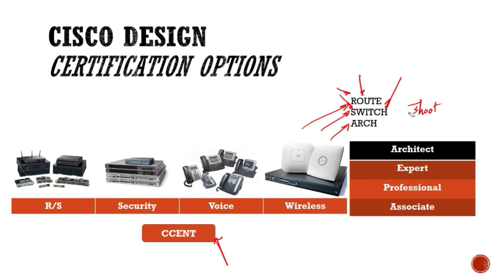Anyway, so the goal is, you should have a CCENT. Our goal is to get you the CCDA. That's an associate level design certification. And then should you want to move forward from there, you get these three exams: route, switch, and architecture. You are now a Cisco Certified Design Professional and into the big bucks. So it all starts here, and that's what our goal is.